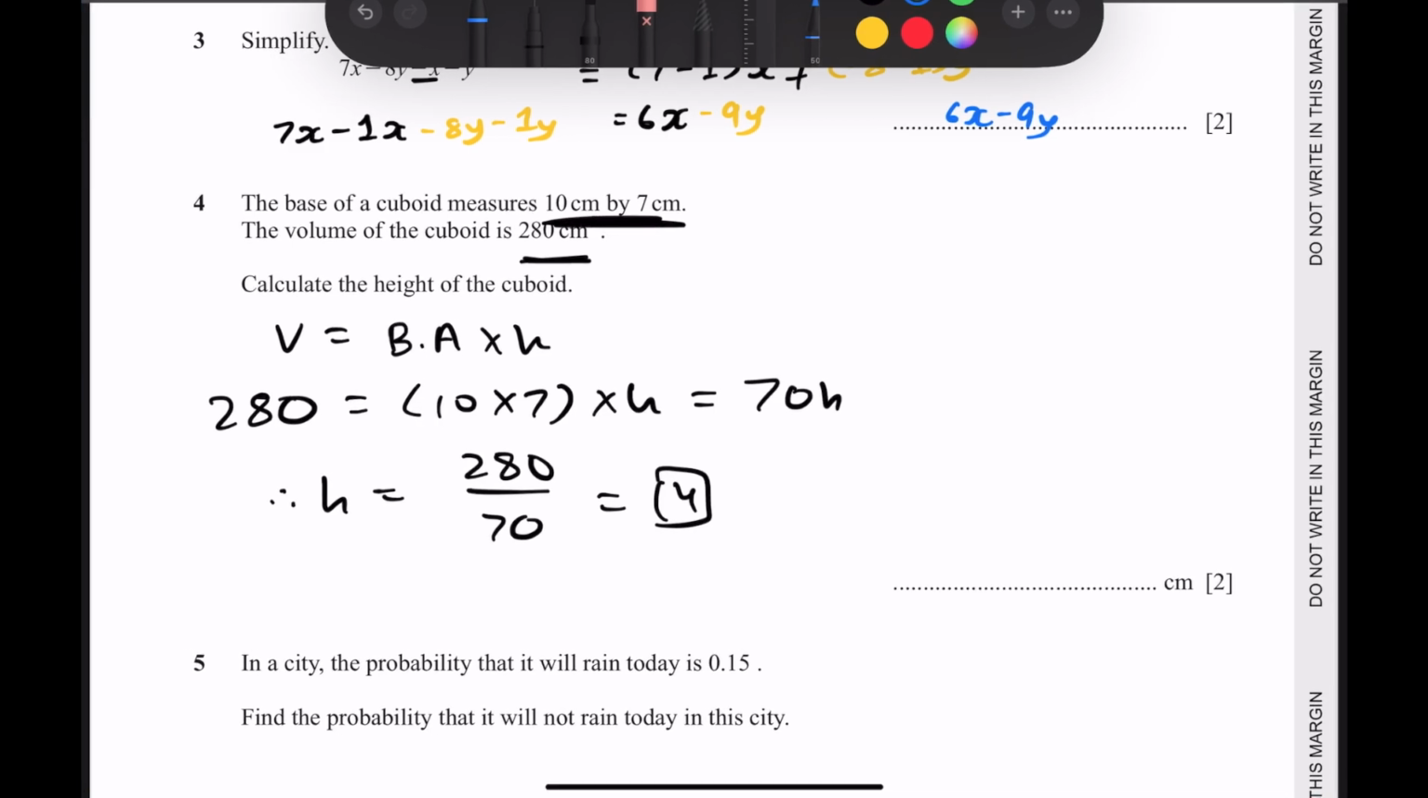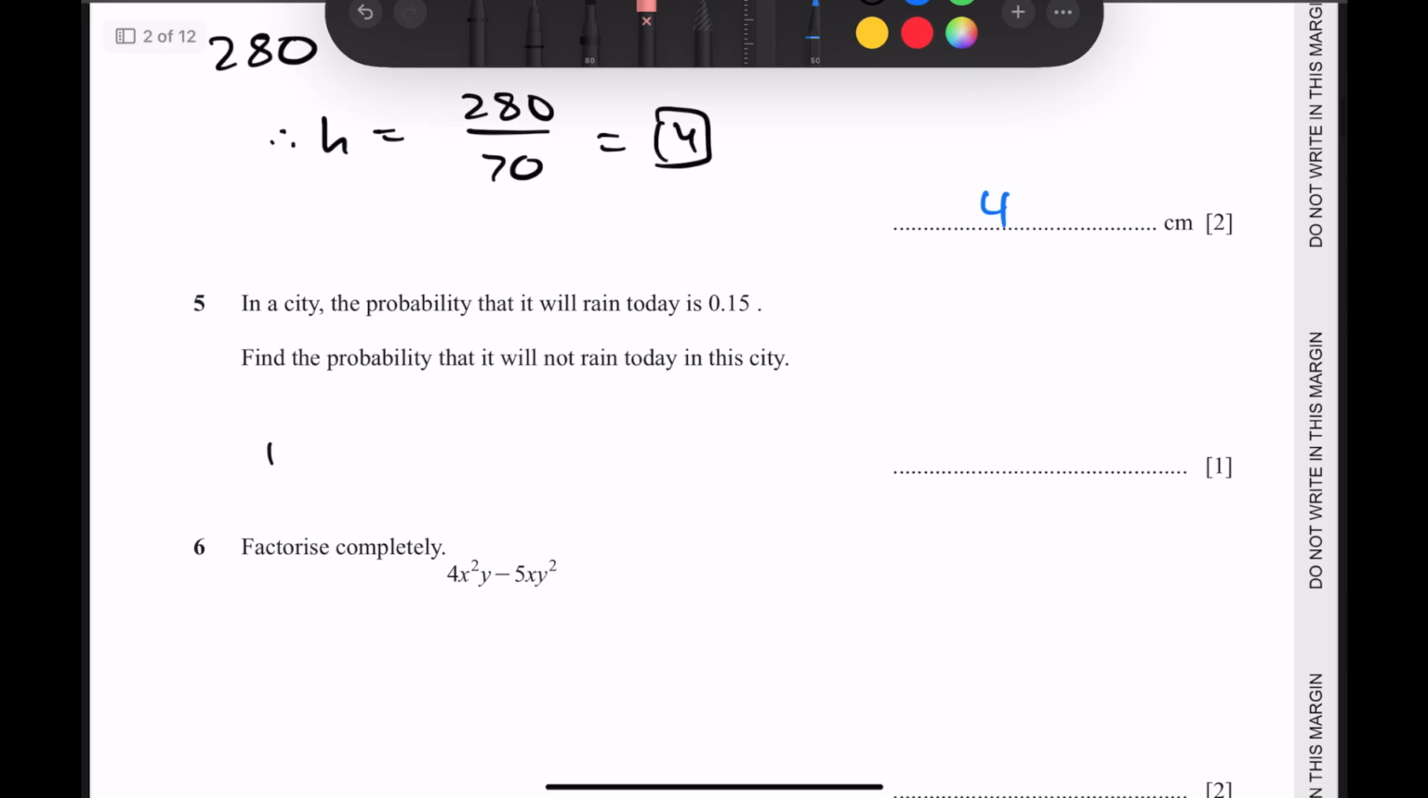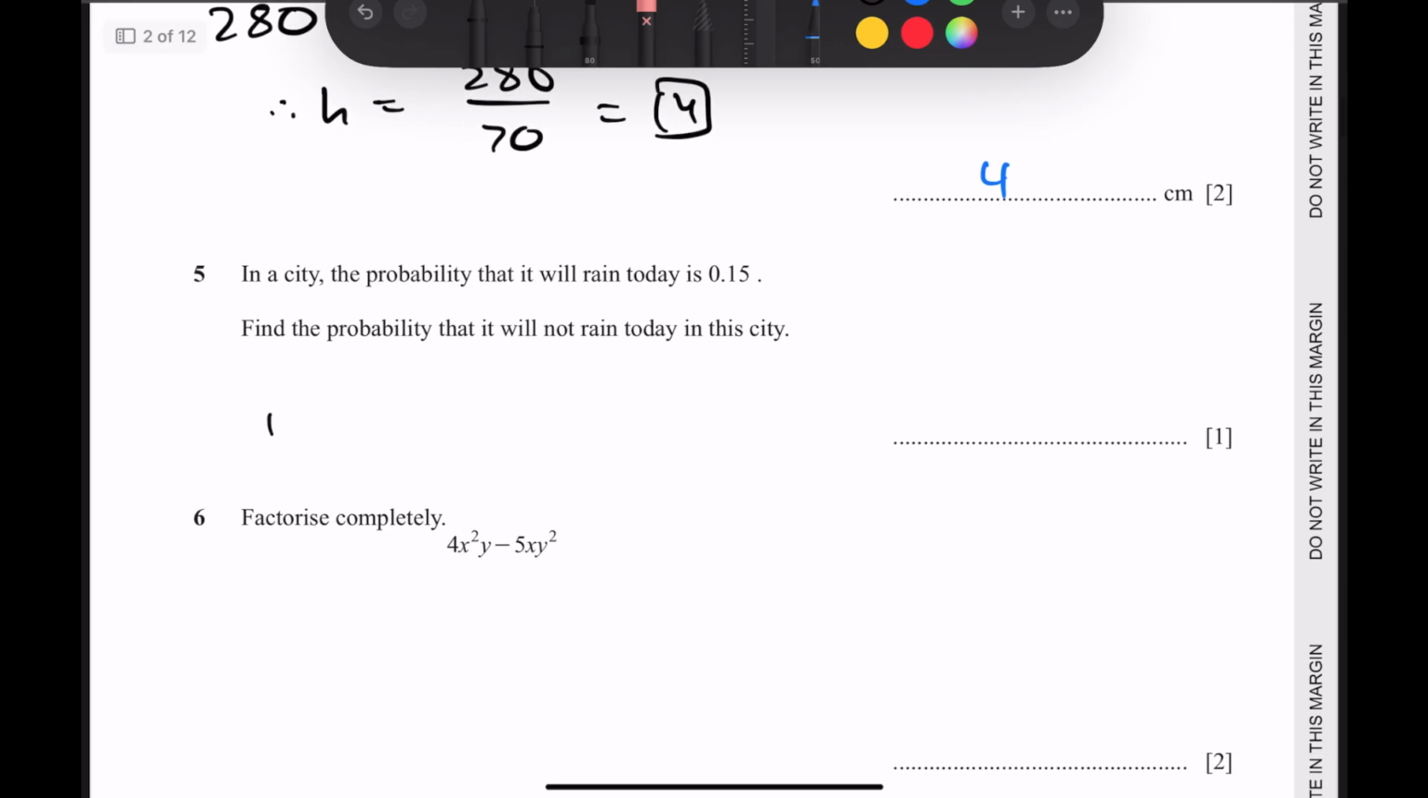Funny coincidence. Question 5 says that in a city, the odds that it will rain today is 0.15, and the question is asking you to find the odds that it will not rain in the city today. Now, since there are two events, either it raining or not raining, and these are the only two possible events, and the sum of all possible events is equal to 1, this means that the odds of it not raining in the city is the total 1 minus the odds of it raining in the city, 0.15. This is equal to 0.85.